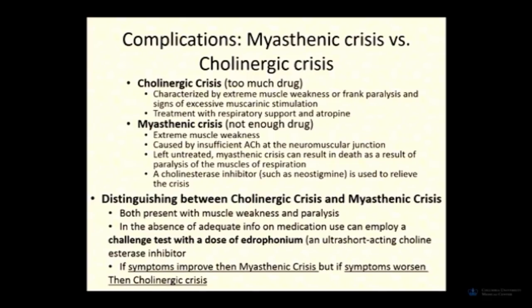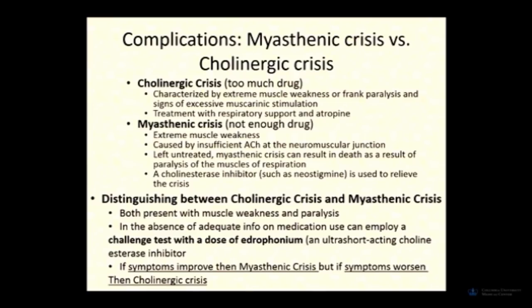Cholinergic crisis, on the other hand, applying too much drug, results in overstimulation of muscle and tetany. And when a muscle is in tetany, it is too stimulated and no longer responds. So the cholinergic crisis is also characterized by extreme muscle weakness and paralysis, and signs of excessive muscarinic stimulation. Now, the treatment of cholinergic crisis is supporting respiratory function and the use of atropine.